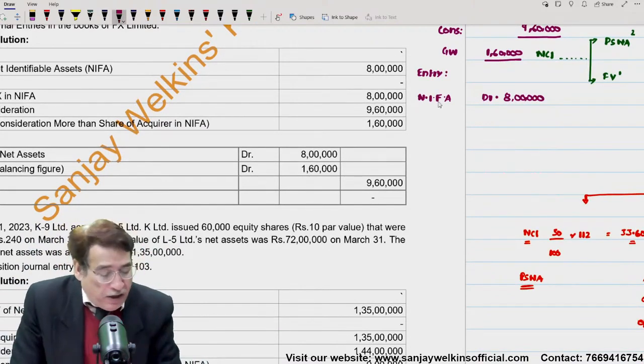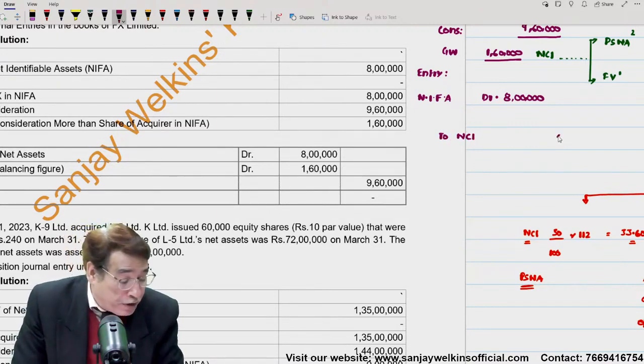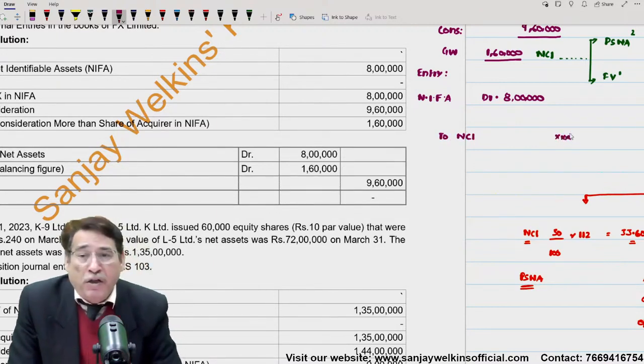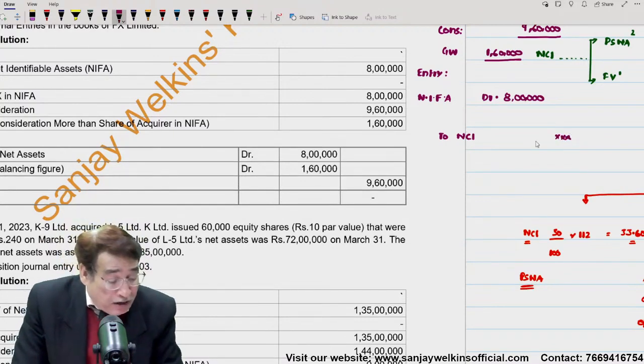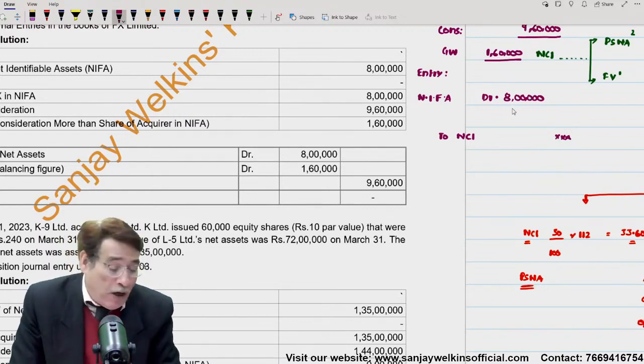Generally, after writing this, from next time, you must write here 'To NCI'. In this question, there is no NCI, but had it been there, I would have written 'To NCI'. Is it clear to you or not? By writing the NCI on the credit side, it means I am subtracting the NCI share from this particular amount. Is it clear to you? But in this question, there is no NCI.